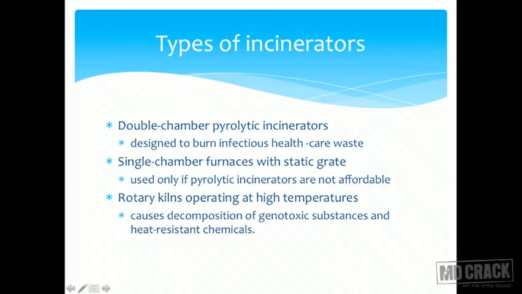The third one is a rotary kiln operating at a very high temperature. If you have this word kiln, it automatically means that it operates at a very high temperature, and it is used for decomposition of genotoxic substances and heat resistant chemicals. So usually things which are not destroyed by heat also get destroyed at such high temperatures. So these are the three types of incinerators. What you want to remember on this slide is double chamber pyrolytic incinerators. That is the most important one.